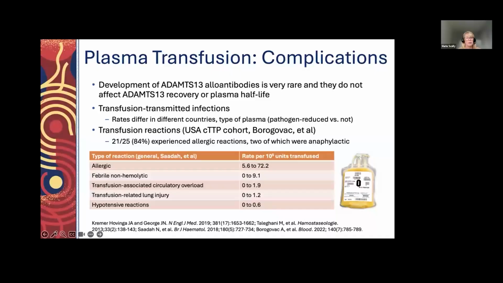There are other risks associated with FFP, and probably the most relevant for patients and clinicians are reactions. And these can vary between 5.6 to 72 per 10 to the 5 units transfused. And often when patients have one set of reactions, particularly to untreated plasma, they develop further reactions and require pre-medication, which in itself is not without side effects.